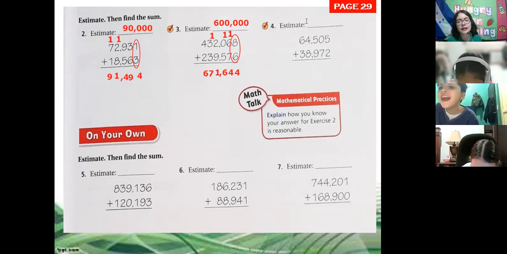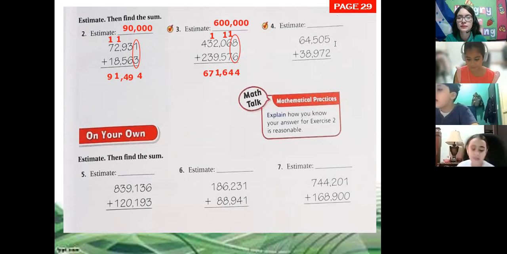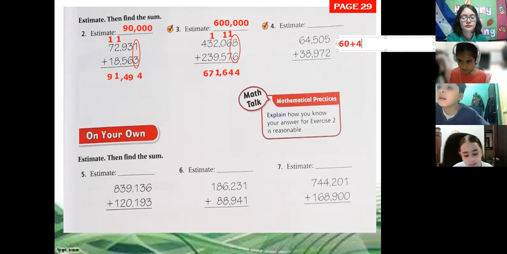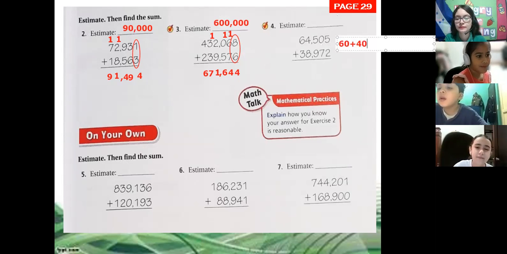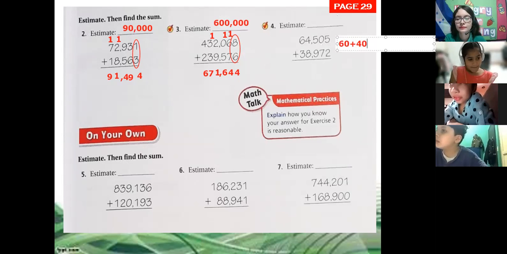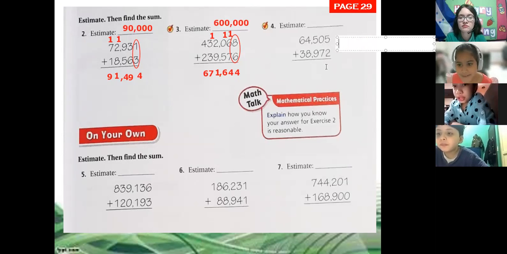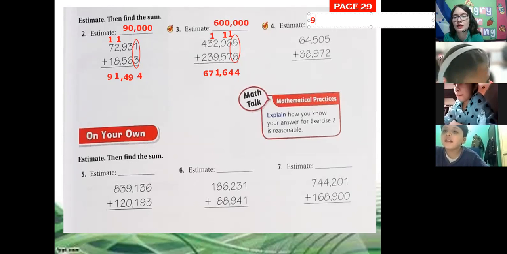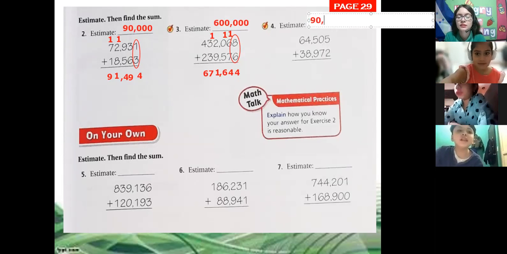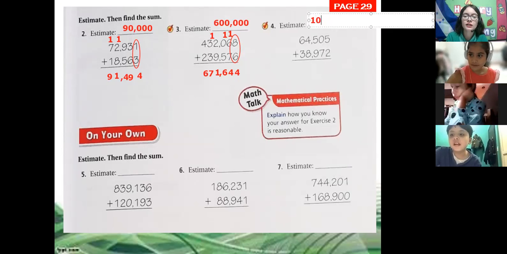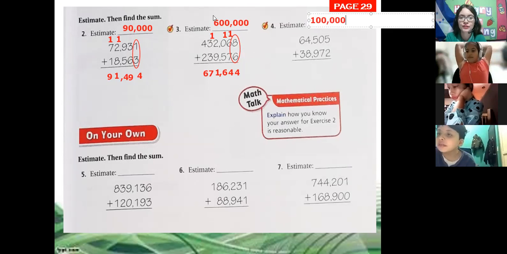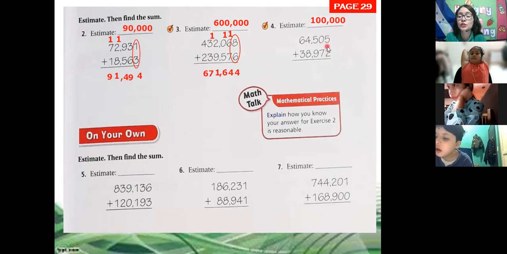Now, in estimate for the next one, we have 64 and 38. It's going to be 60 plus 40. What's the answer of 60 plus 40? 60 plus 40. 90. It's 90. Okay. The estimate can be 90,000. Okay, let's put 100,000. I think that it's going to be like 100,000 the answer. Now, we're going to continue.